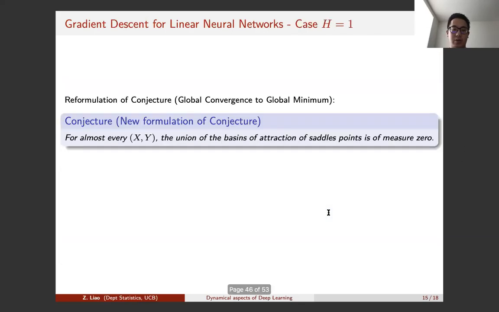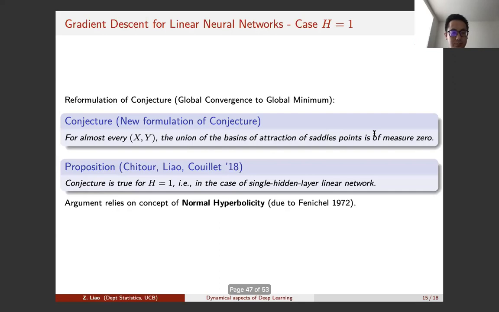So now we would like to establish convergence. For the moment with H equal to 1, the single hidden layer case with W_1 and W_2, we can reformulate our conjecture of global convergence to the global minimum as follows. For almost every pair of data X and target Y, we just need to prove that the union of basins of attraction of all saddle points is of measure 0. Since there is no local maximum and all local minima are global, it remains to deal with all the saddle points.